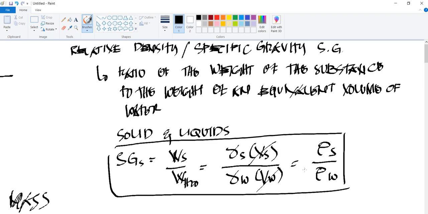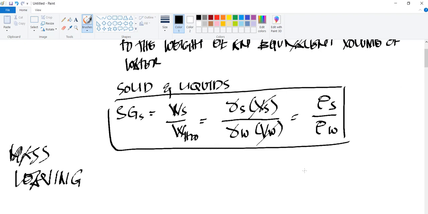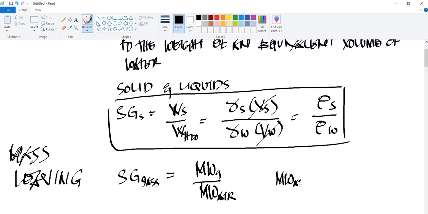Now for the specific gravity of a gas. For gas, the specific gravity is equal to the molecular weight of the gas divided by the molecular weight of the air, where the molecular weight of the air is equal to 29 kilogram per kilogram mole.